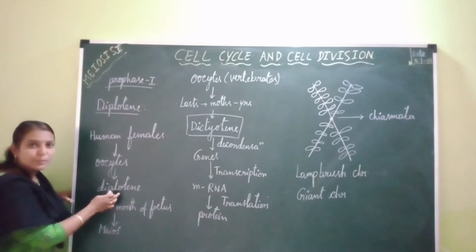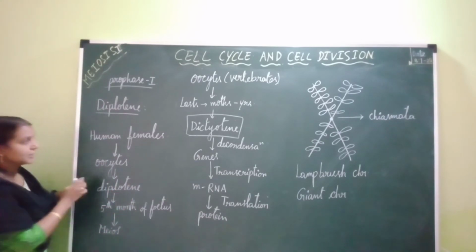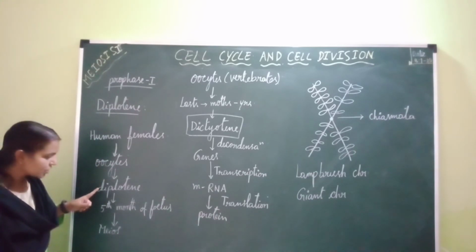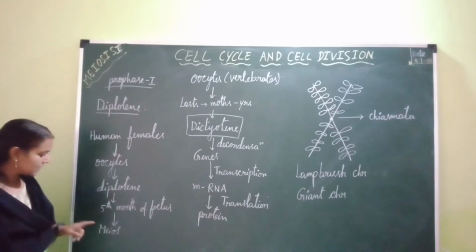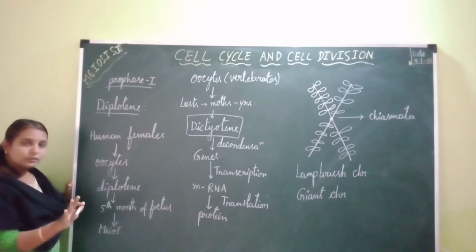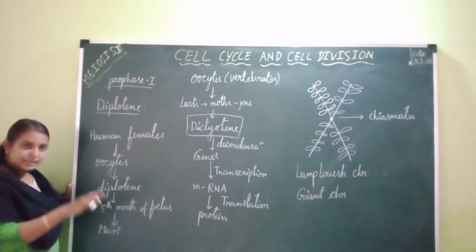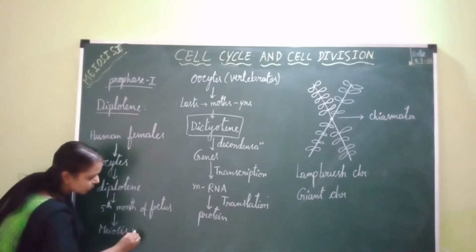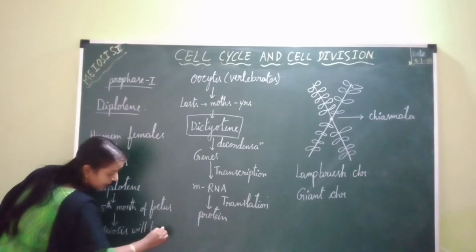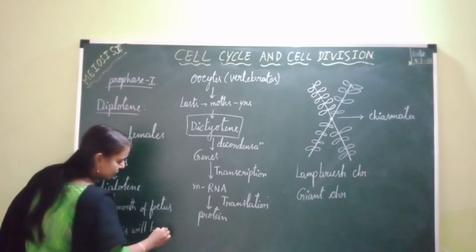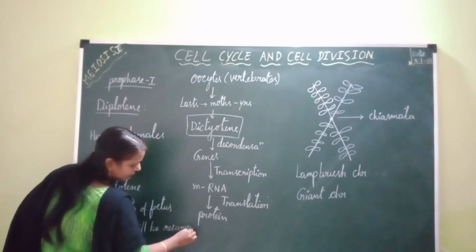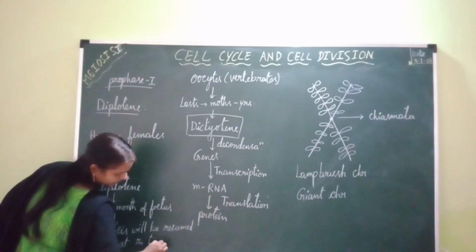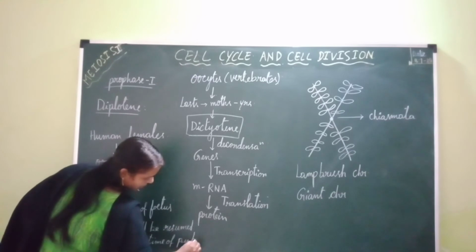So meiosis is suspended. Where is it suspended? During this Diplotene stage. So in the case of all human females, oocytes reach the Diplotene stage at the 5th month of the fetus, and their meiotic phase is suspended during this Diplotene stage. And this meiosis will be resumed at the time of puberty, that is at the time of ovulation.